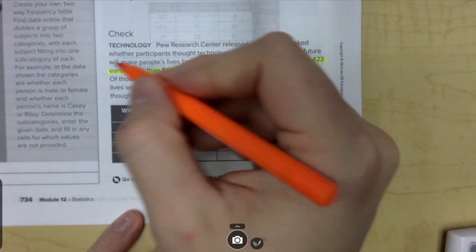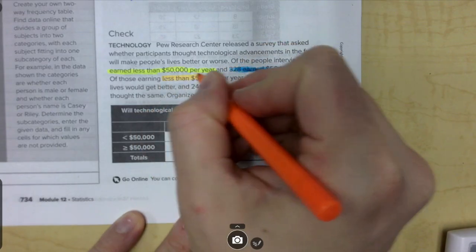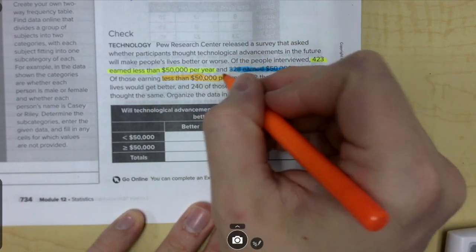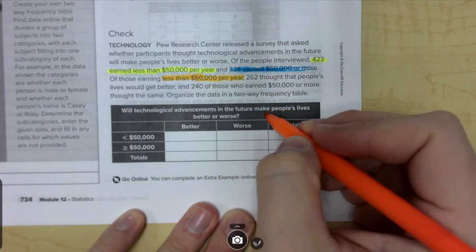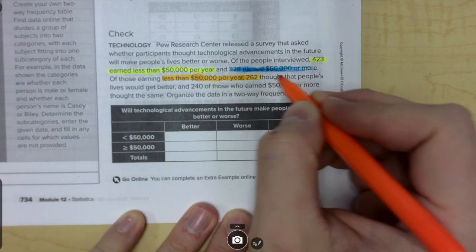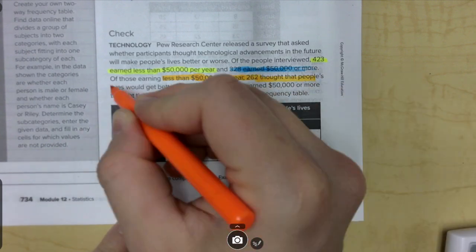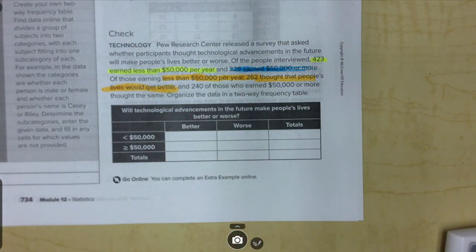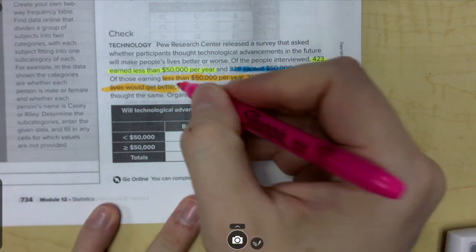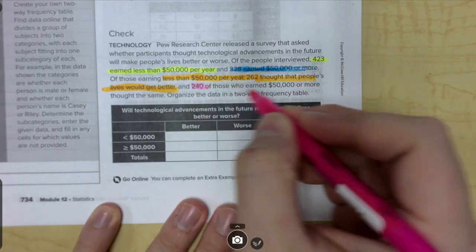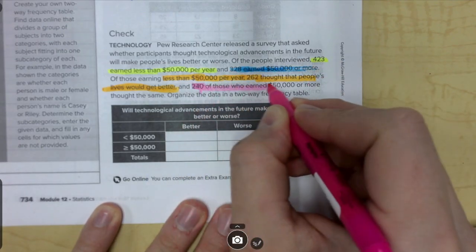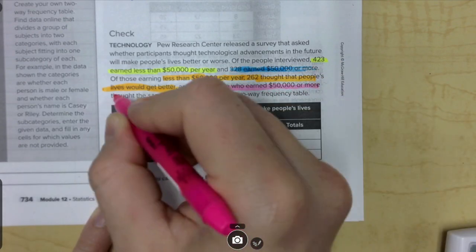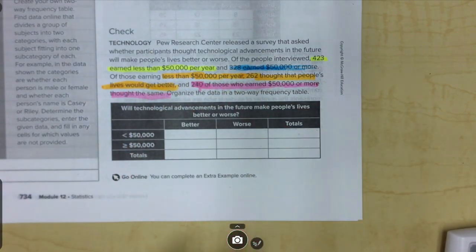Of those earning less than 50K a year, 262 thought people's lives would get better. And we have another piece. 240 of those who earned 50K or more thought the same, lives would get better. All right, let's put this data in.